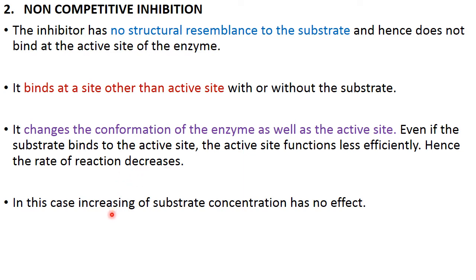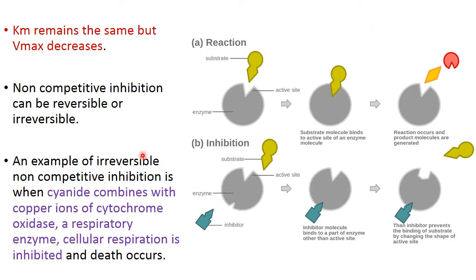So in this case, increasing the substrate concentration will have no effect. So here Km will remain the same, but Vmax is going to decrease. Non-competitive inhibition can be reversible or irreversible. And an example of irreversible has been given, like you know, cyanide causes death.